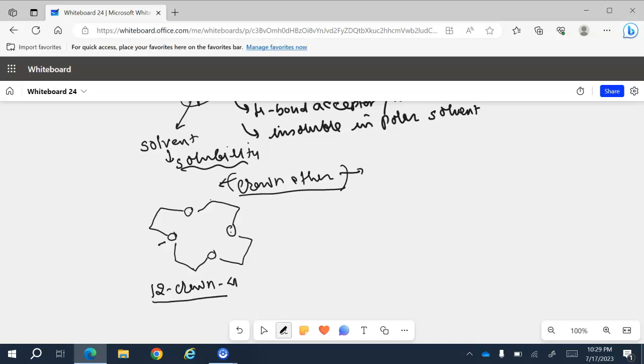Now with these four oxygens, it will form a pocket. This is the pocket that is generated. Depending upon the size of this pocket, it can bind different types of metals. For example, for the four oxygens, the appropriate atom that can be accommodated here is lithium, which can coordinate at this 12-crown-4. If we wanted to accommodate the sodium metal, then we will have to make it a little bit bigger pocket, for example, this one here.